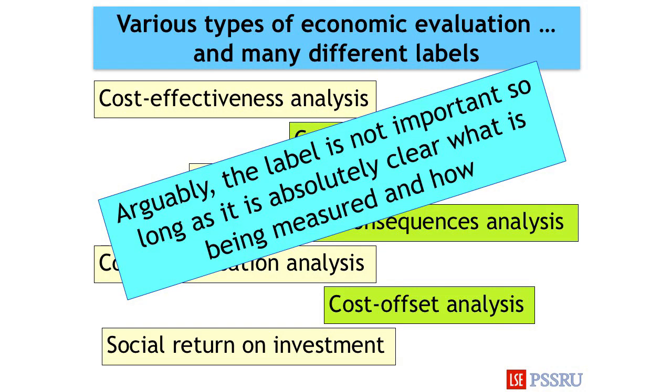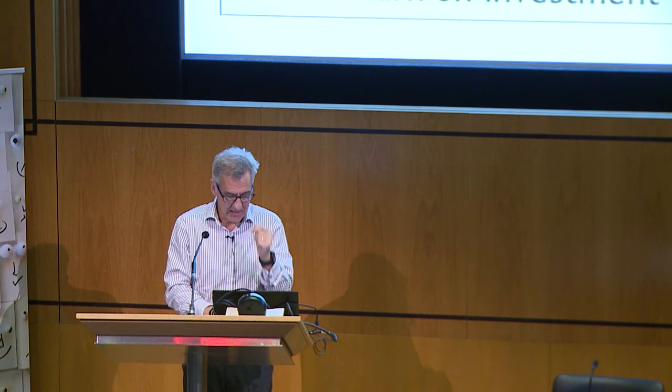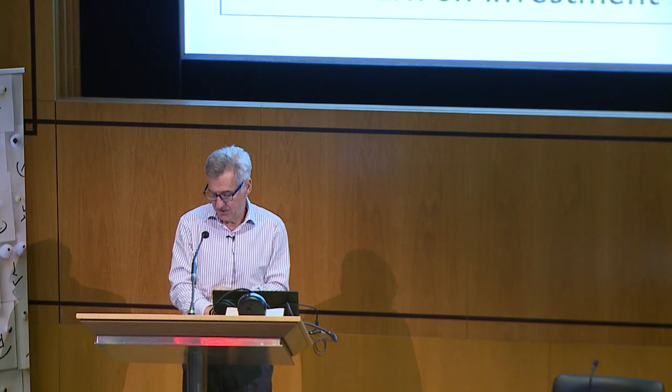Okay, final slide. I've tried very carefully, actually, throughout the presentation not to use particular labels for the economic evaluation, because there are many, many different labels. Cost-effectiveness analysis is used both in a narrow sense and a broad sense. I've just put some on there. There were 2 others that got mentioned this morning. Value for money was one, and cost outcome evaluation was another. There are lots of different labels. It doesn't really matter hugely what label we use, as long as we are very clear about what we mean by it. So arguably the label is not so important, as long as it's absolutely clear what is being measured and how it is being measured.